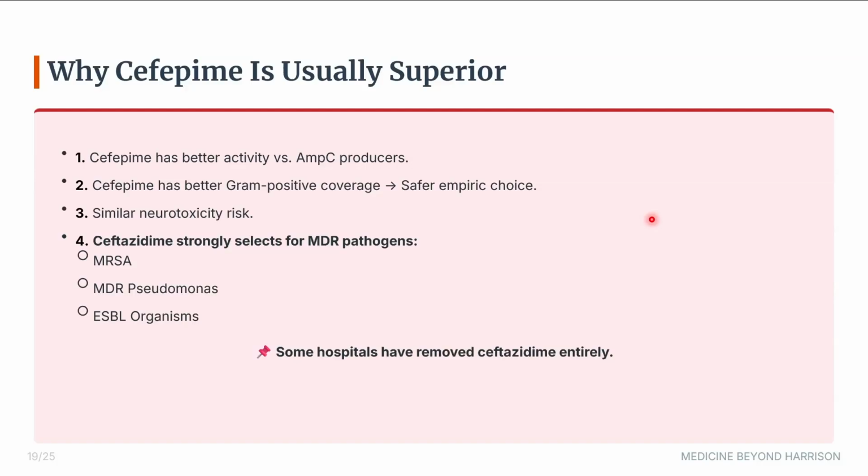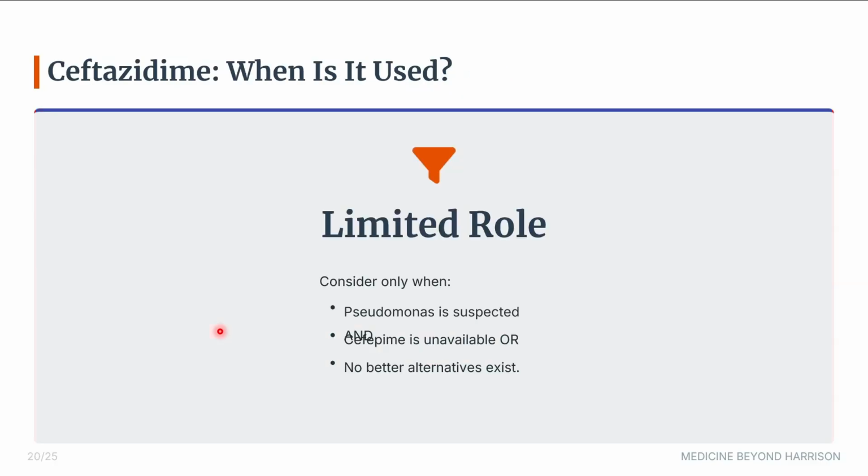Cefepime is usually superior over ceftazidime because cefepime is a fourth generation cephalosporin with better activity against AmpC producers. Cefepime has better gram-positive coverage and is a safer empiric choice, with similar neurotoxicity risk compared to ceftazidime. Ceftazidime strongly selects for MDR organisms, MRSA, MDR Pseudomonas and ESBL organisms. So some hospitals have removed ceftazidime entirely these days, and ceftazidime as a molecule alone is not currently given in most hospitals. When it is used, it has a very limited role: when you suspect Pseudomonas and cefepime is unavailable or no better alternatives exist, you can go for ceftazidime, because cefepime also covers Pseudomonas.